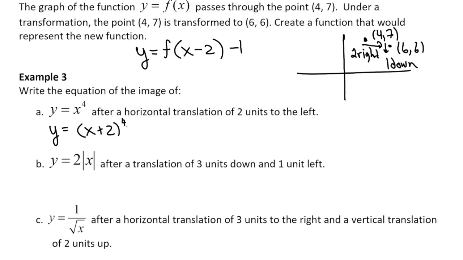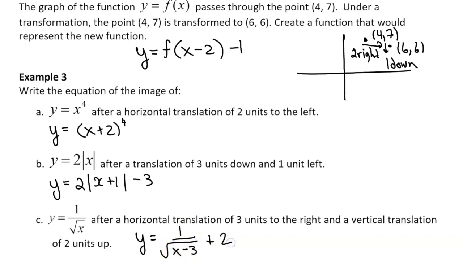For part B, we could treat these absolute value bars as we would treat brackets. We want to go 3 down and 1 to the left. So we could say y equals 2 absolute value of (x plus 1) minus 3. And then here we want to go 3 units to the right and then 2 units up. Okay, 3 units to the right and then 2 units up. Okay, so check those over with what you had, and hopefully we came up with the same solutions.